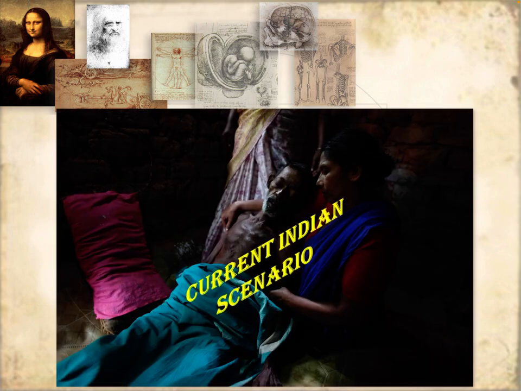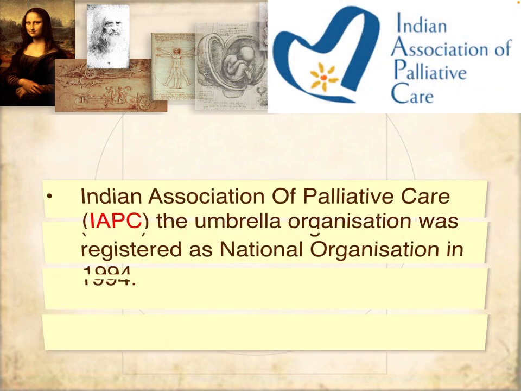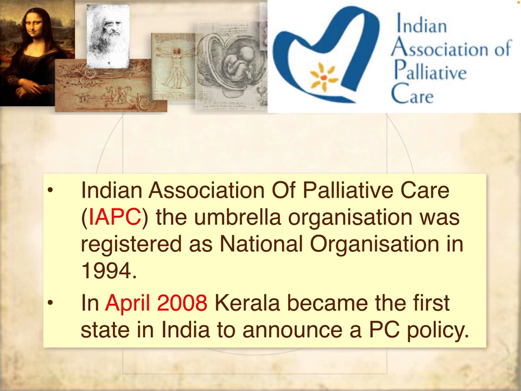Coming to the Indian scenario, Shanti Avedna Sadan, the first modern hospice in India, was established in 1986 in Mumbai by Professor Dr. L.J. D'Souza. In 1975, the Government of India initiated a national cancer control program with a provision of palliative care. The Indian Association of Palliative Care, the umbrella organization, was registered as a national organization in 1994.